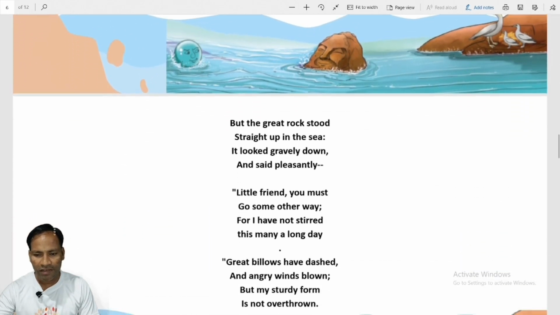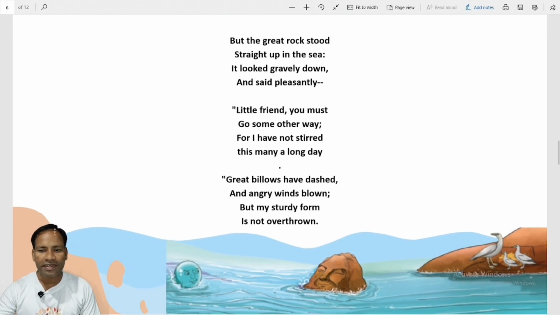Next, see, but the great rock stood straight up in the sea. देखो इतने में वो कितने arrogantly यहाँ पे बबल बात कर रहा है रॉक से, बट रॉक कैसे बात करता है, ये पत्थर कैसे बात करता है, देखो यहाँ पे. But the great rock stood straight up in the sea, बट जो रॉक था वो अपना स्ट्रेट खड़ा है वहाँ पे, कुछ नहीं कर रहा है.